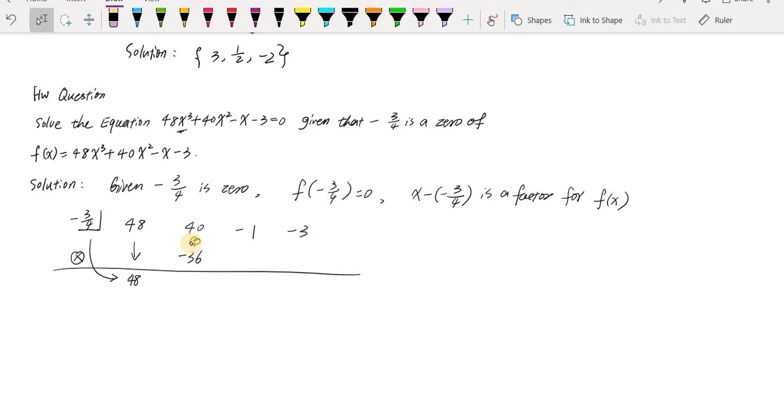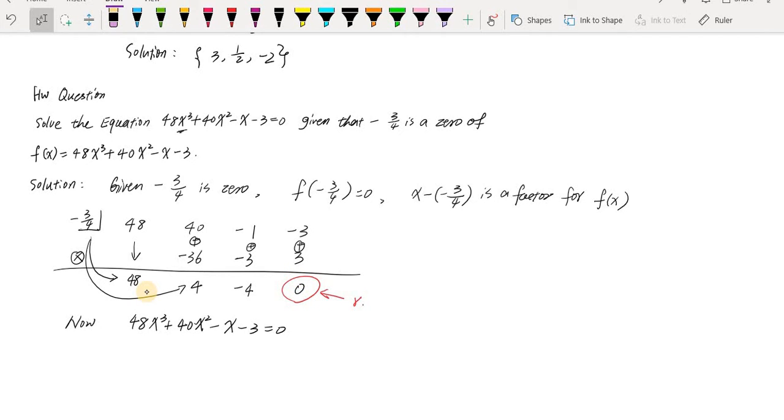That is positive 4. And then we're going to multiply this again. That just gives us negative 3. And then we're going to add them again. That's negative 4. Multiply again is a positive 3, and add them together is 0. Again, if you did it correctly, this remainder is 0.